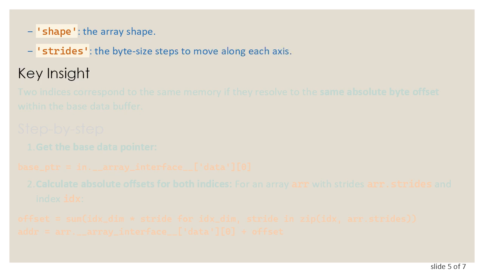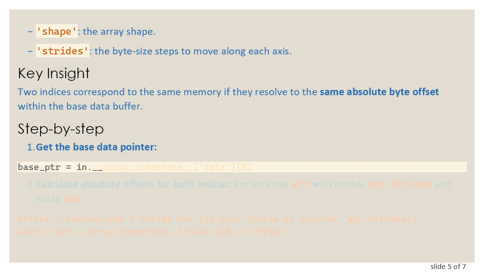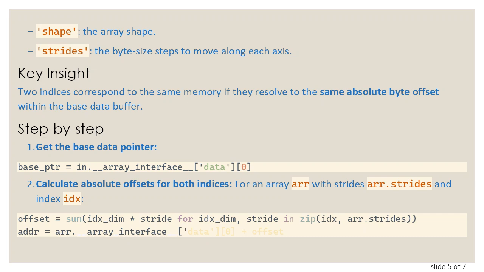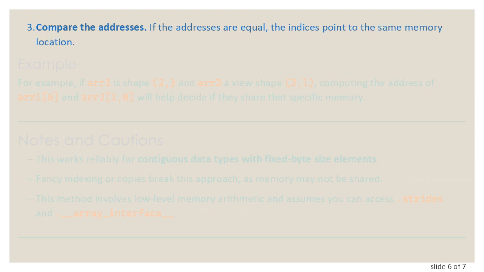Key insight: two indices correspond to the same memory if they resolve to the same absolute byte offset within the base data buffer. Step by step. Get the base data pointer. Calculate absolute offsets for both indices, for an array arr with strides arr.strides and index idx. Compare the addresses. If the addresses are equal, the indices point to the same memory location.